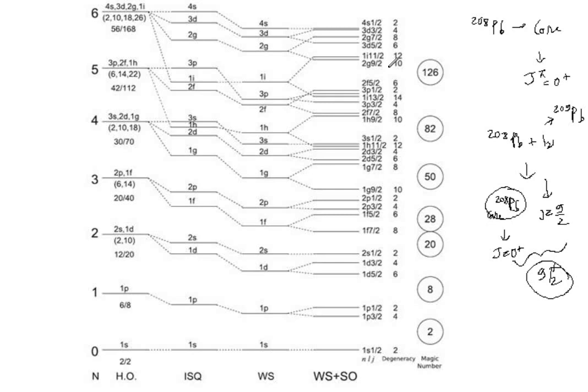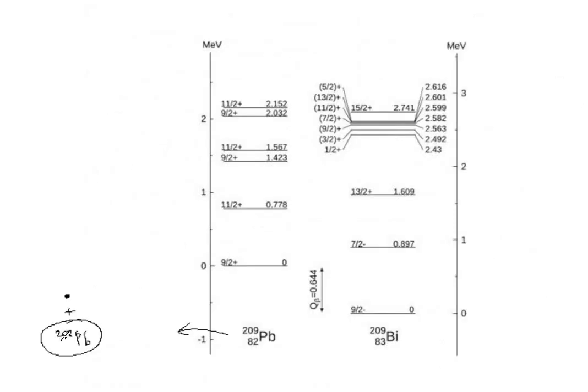Or as an alternative, we can consider the state where the core is polarized. That means it's not J equal to 0 anymore. And the nucleon in the energy level in the core also takes part in the angular momentum.